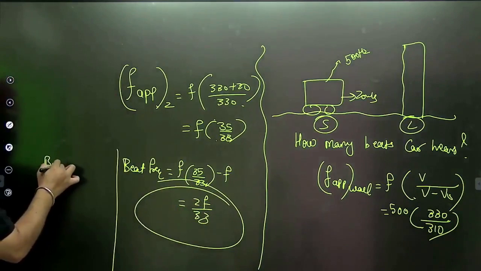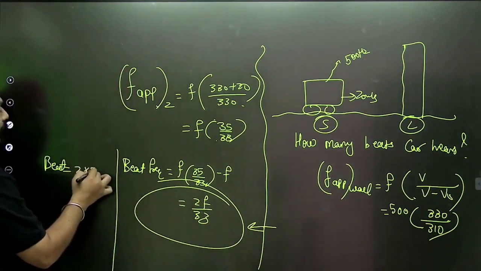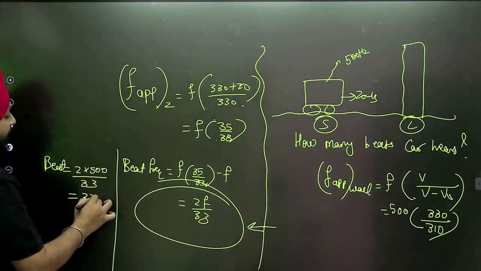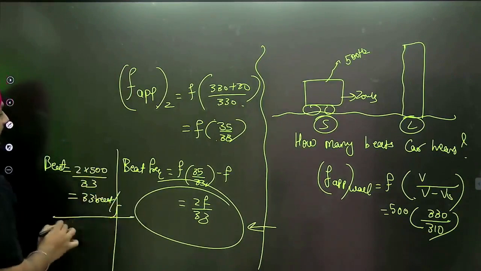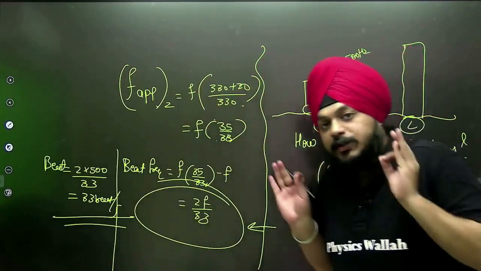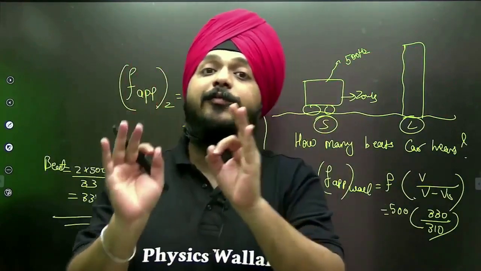It means 2 into 500 whole divided by 33, so 33 beats per second. The car is hearing with this data. These kinds of questions are asked, and here the Doppler effect is getting combined with beats and beat frequencies.